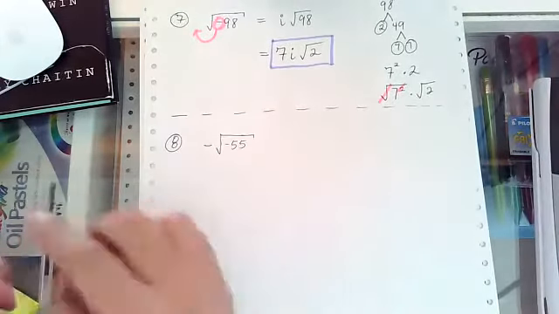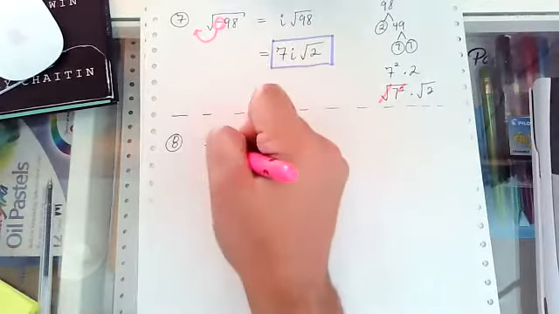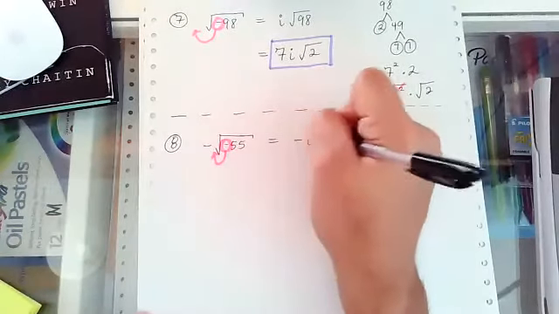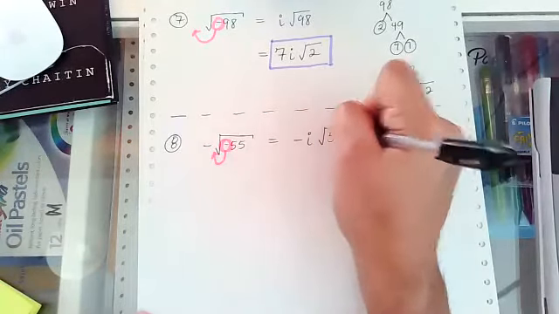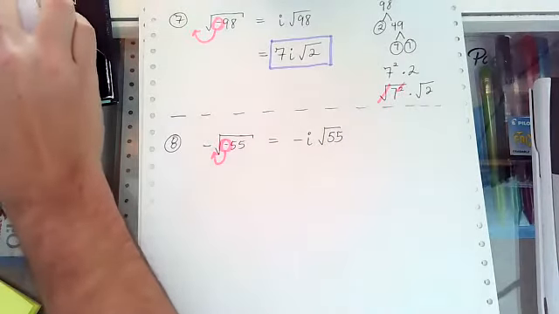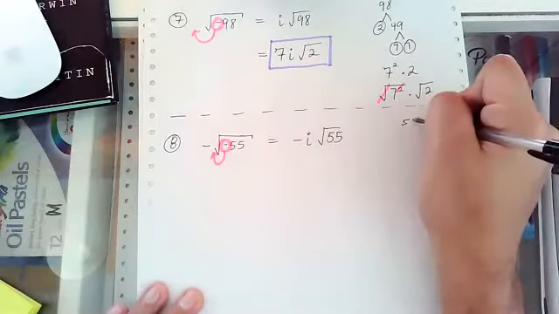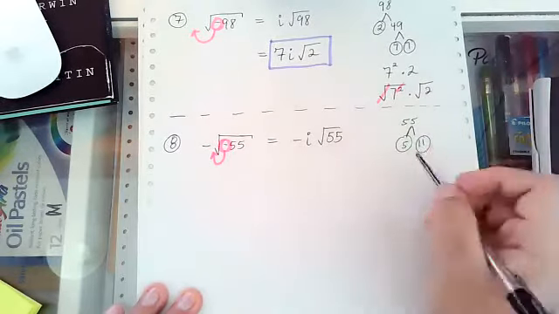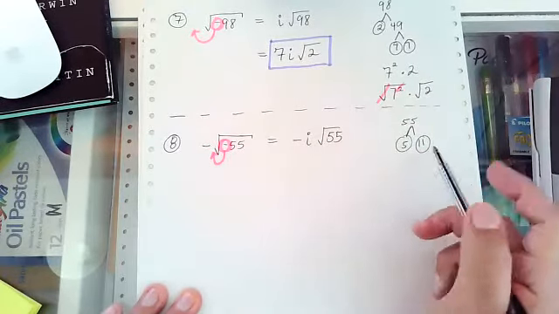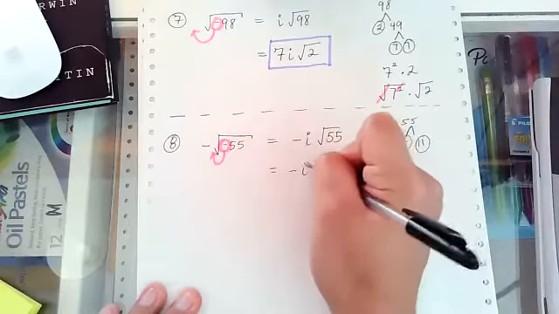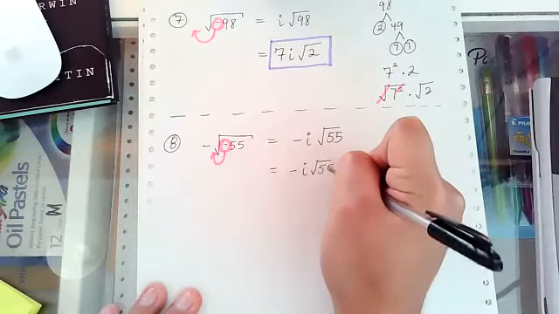This one, go ahead and pull that negative outside of the root and call it an i. So we have negative i on the outside, root 55. And 55 breaks down into 5 and 11, both of which are prime, neither of which has a square. So we can't simplify that any further. So we're just going to leave that as negative i root 55.